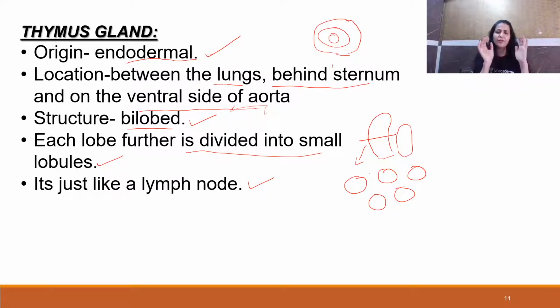Shall we move ahead? This was a small description about the thymus. See, in the NCERT, they have given everything, but it's all jumbled. Here, I have sorted this out for you and it's in the form of notes. So you don't have to even prepare your own extra notes. You just have a look at the PPT and it's done for you. All right. So it is endodermal in origin, between the two lungs, behind the sternum, and on the ventral side of aorta. It is bilobed. It has got two lobes, and the lobes then further have smaller things which are known as lobules. The lobe has lobules. All right, it's just like a lymph node. Shall we move?